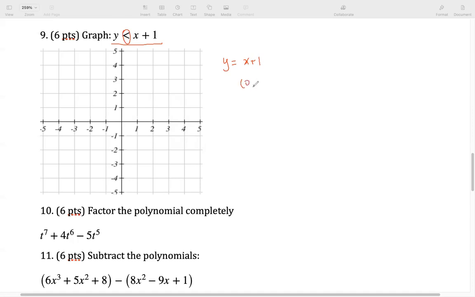Well, if x is 0, 0 plus 1, y is 1. If x is 1, 1 plus 1, y is 2. If x is 2, 2 plus 1, y is 3. So 3 points, good enough to graph. We have this point, 1, 2, this point. We have 2, 3, we have this point. Right? And that's it. Let's graph with a straight line. We're gonna let this keep going.